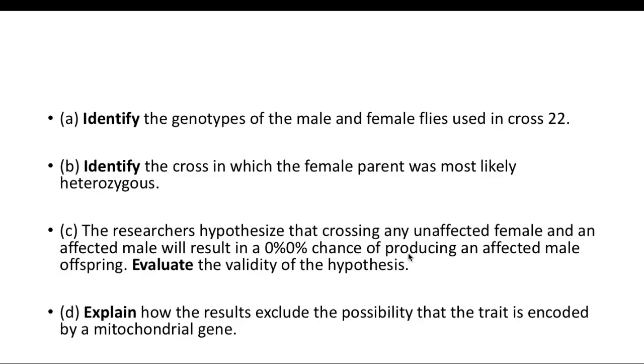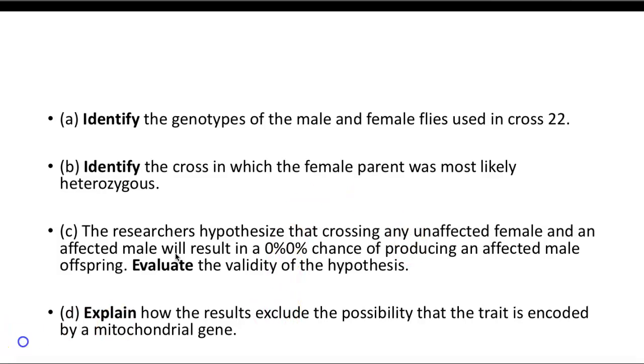Right, the researcher hypothesized that crossing any unaffected female and an affected male will result in a 0% chance of producing an affected male offspring. I apologize again, my numbers get duplicated. Evaluate the validity of the hypothesis.